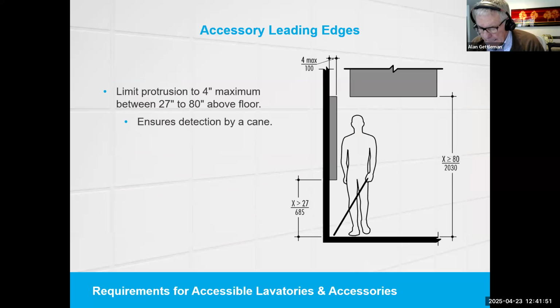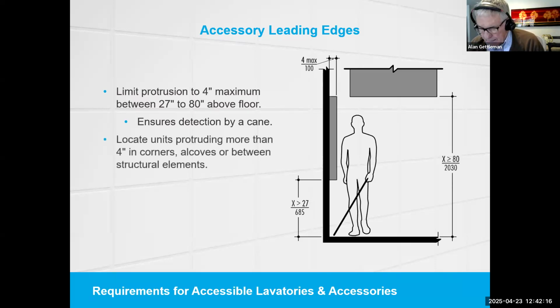Accessories with leading edges between 27 inches and 80 inches above the floor shall protrude 4 inches maximum into a circulation path. This is specifically designed to ensure detection by people who use a cane along the base of the wall, as shown in this illustration.